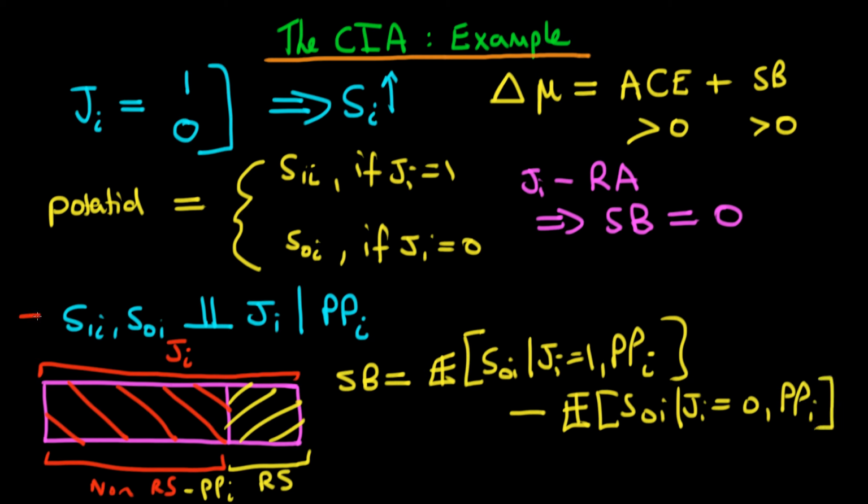Now we use our assumption that S1I and S0I are independent of JI if we're conditioning on PI. What that means is that S0I is completely independent of the value of JI. So I can change the second value of JI to be equal to 1, and that's still valid. I hope you can see that both of these expressions are exactly the same, hence the selection bias is equal to 0.